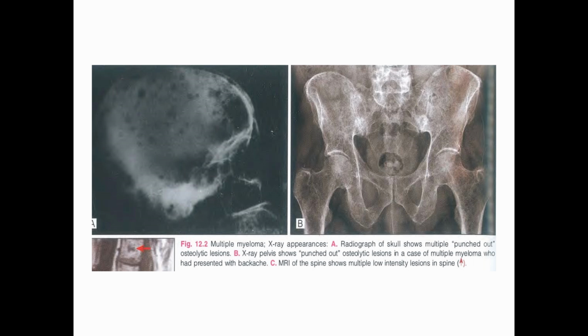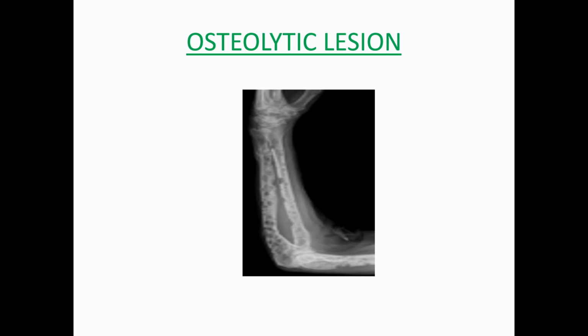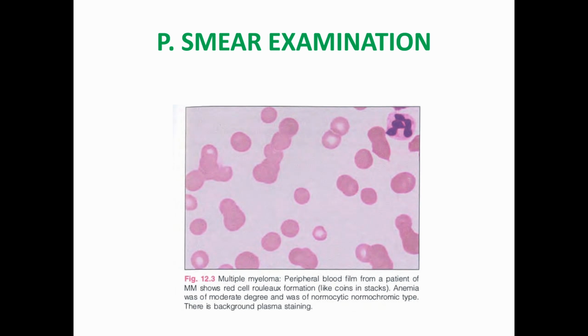Now these are the multiple lytic lesions on the skull of a patient with multiple myeloma. This is a different picture of lytic lesions in the pelvic region. This next picture shows multiple osteolytic lesions in the radius and ulna. Now come to the peripheral examination.